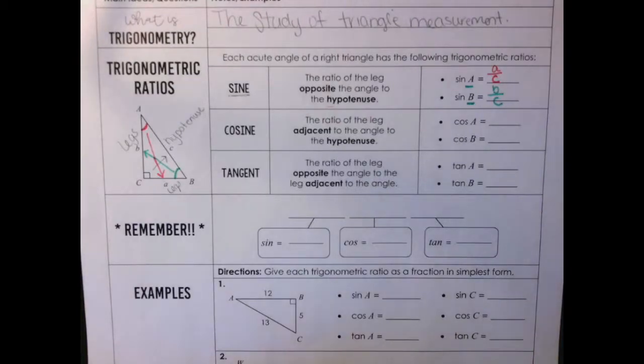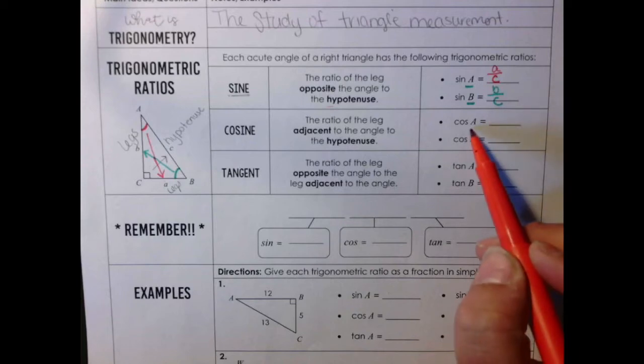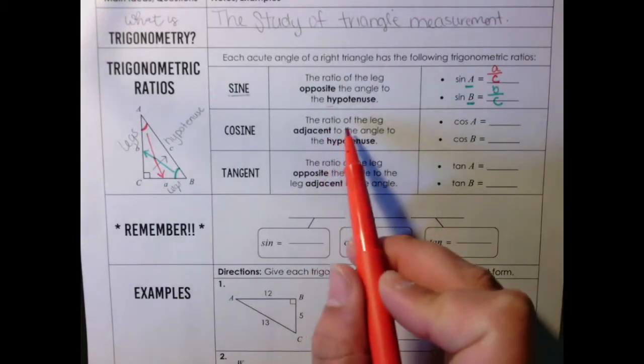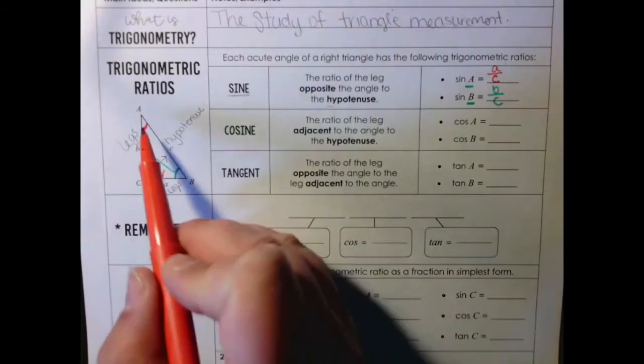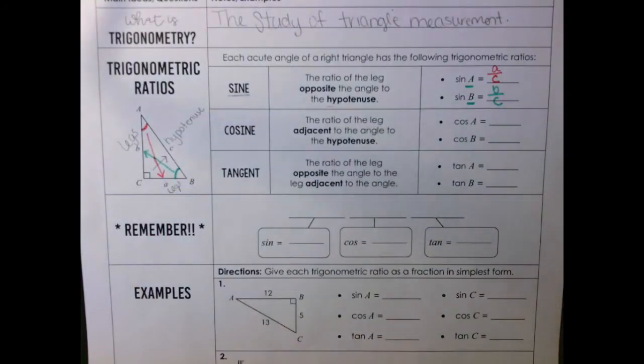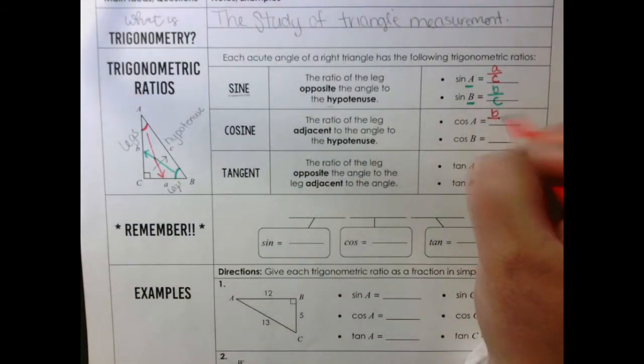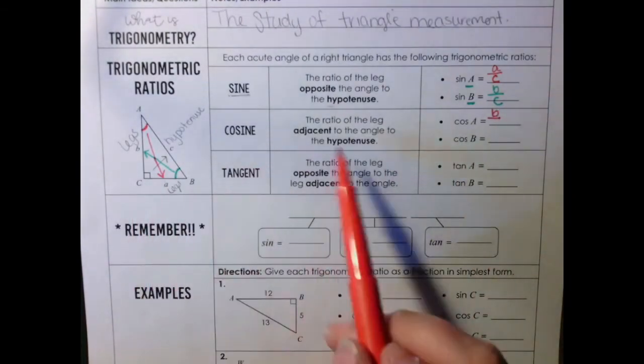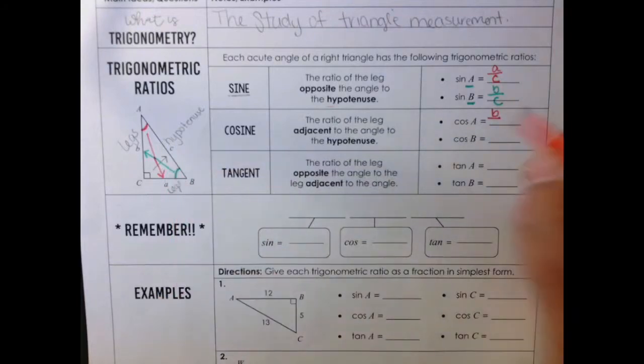Now we're going to look at cosine. Cosine is the ratio of the leg adjacent to the angle. Adjacent means next to or touching. And then it's the ratio of the leg adjacent to the angle to the hypotenuse. So if we're looking at cosine of angle A, I need the ratio of the leg adjacent to the angle. So if I'm looking at angle A, my leg that is adjacent is going to be B. And that's going to go over my hypotenuse, which again is going to be C. So B over C.